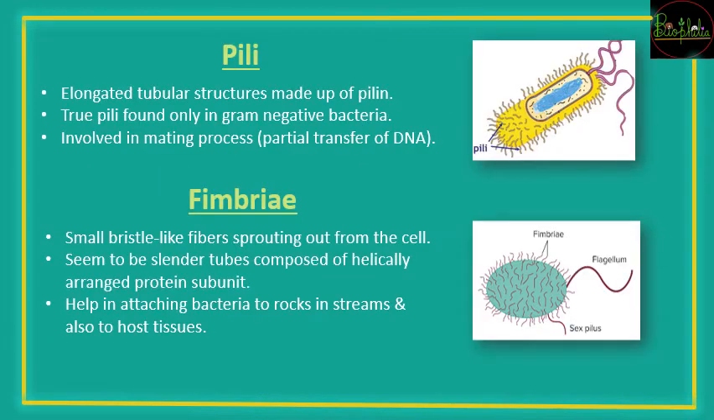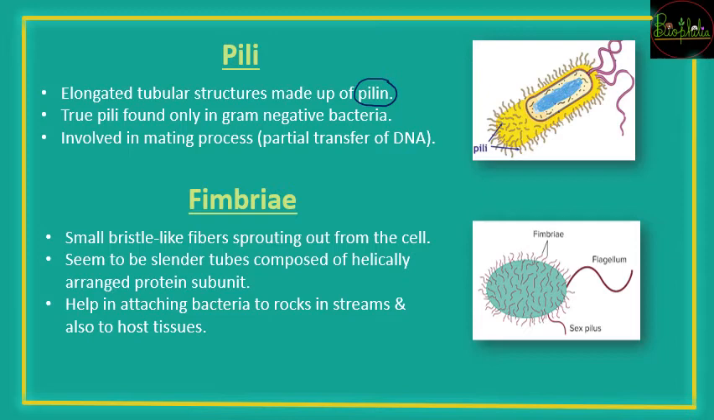Now let's see about 2 more structures that can be found in the prokaryotic cell body, that is pili and fimbriae. Ab pili kya hote hai? Pili are going to be elongated tubular structures made up of a protein that is called as pilin. So flagella kisse banata? Flagellin protein se. Pili will be formed with the protein pilin.